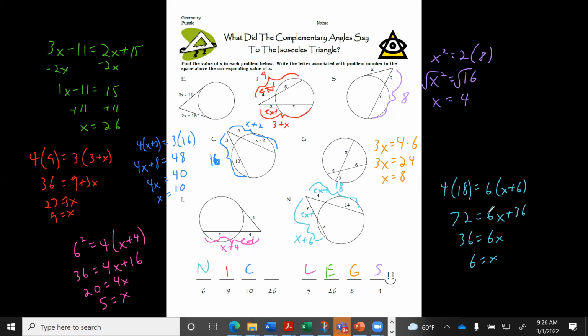And there was one that repeated. We had 26 was up there twice. And the joke was, what do the complementary angles say to the isosceles triangle? Nice legs. All right. That was the 3 homework assignments that hadn't gone over yet.